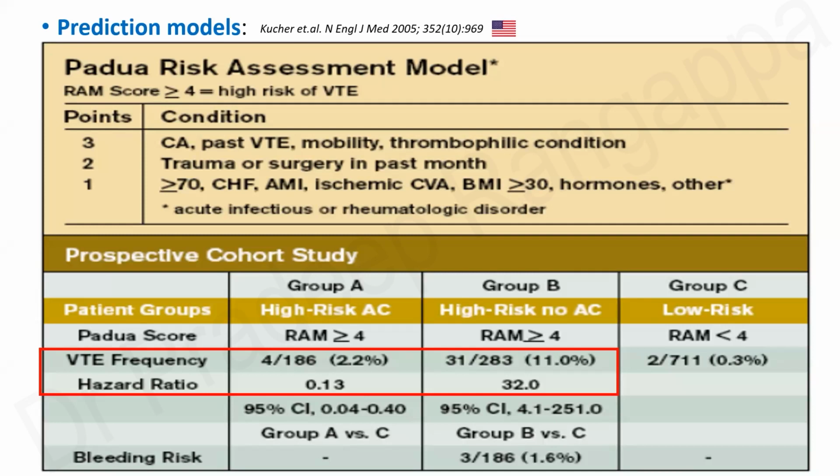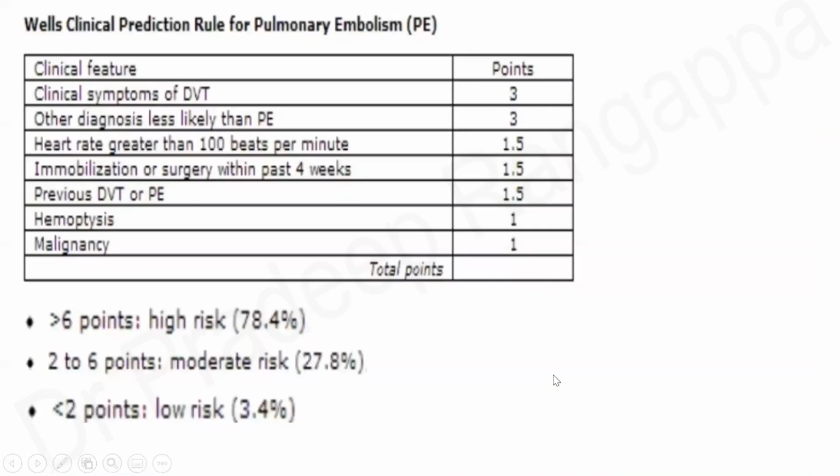But the easiest way to remember is the highest points, as I have reiterated, are put on someone with an underlying cancer or previous vascular event, previous venous thromboembolism, ACS, or previous stroke, or presence of an underlying thrombophilic state. They get the maximum score. As you see, cancer, VTE, thrombophilic gets the maximum. And the other lesser conditions like heart failure or obesity get lesser points. This is a Padua risk assessment where they showed that in high risk patients, if they're on anticoagulation, the VTE frequency was 2.2% as compared to 11% if they were not on anticoagulation.